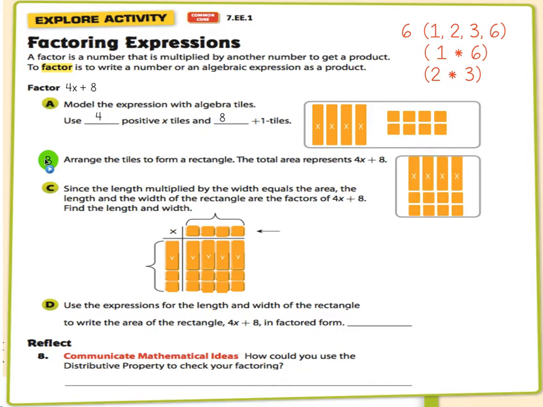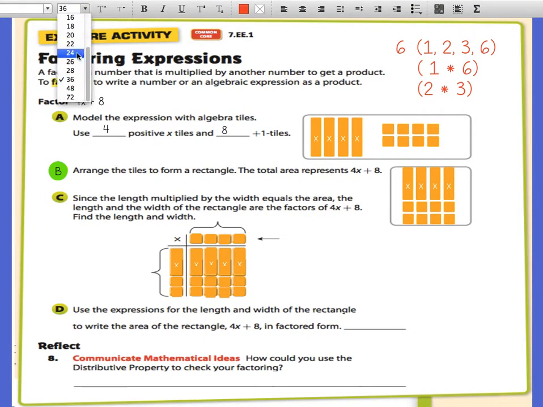And then what we're going to do is take our tiles and arrange them as a rectangle. Okay, so I have the 4 x's above the 8 1s. And the reason we arrange them as a rectangle is so we can look at them in terms of length times width. All right, because we know area equals length times width.